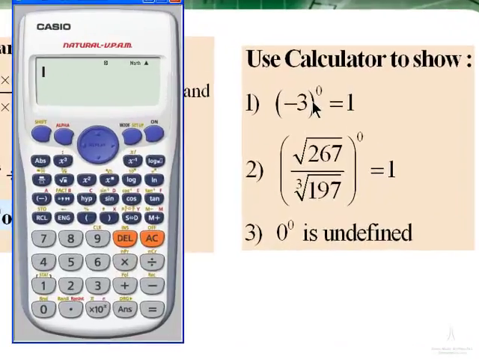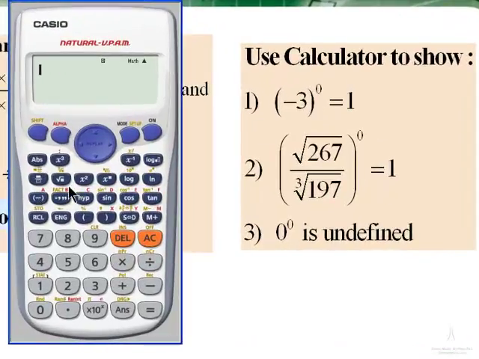Let us look at the first one. We have minus 3, which we raise to the power 0. And that clearly is equal to 1.